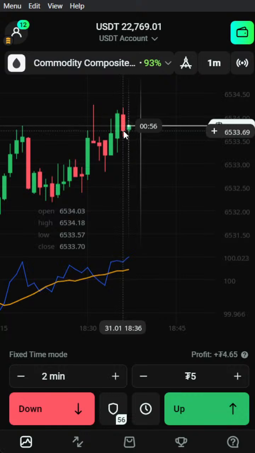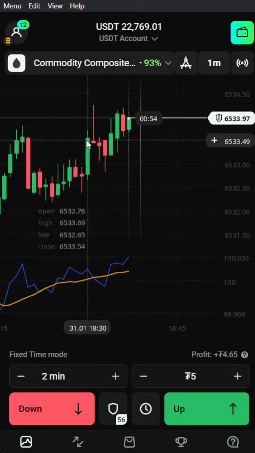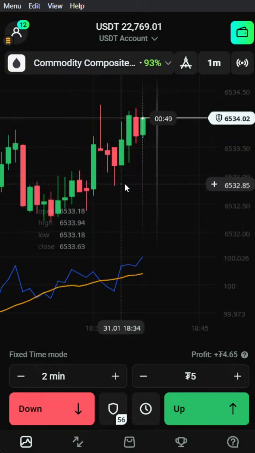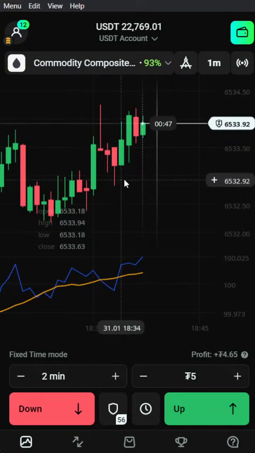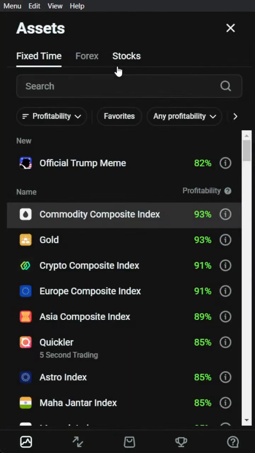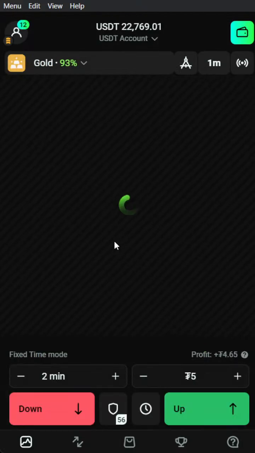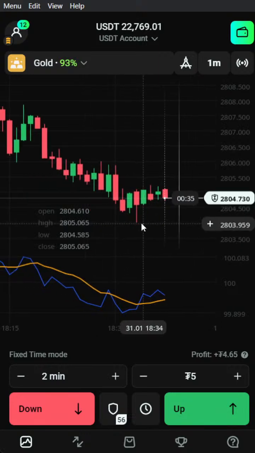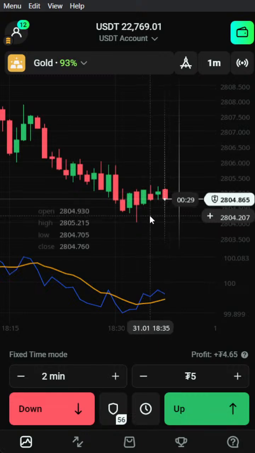Also, we are going to avoid trading in the assets where there is no proper trend. Okay, for example, here one candle is green, one is red, another one is green. So this is not a proper trend. There are ups and downs over here. So this situation I would suggest that we avoid. Also, if we check gold, the same is with gold. There are ups and downs. Somewhere it is going down, somewhere it is going up.